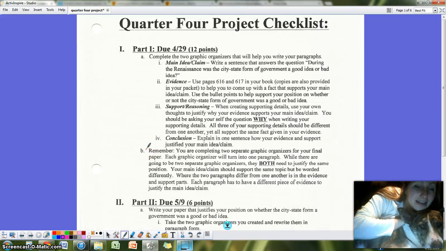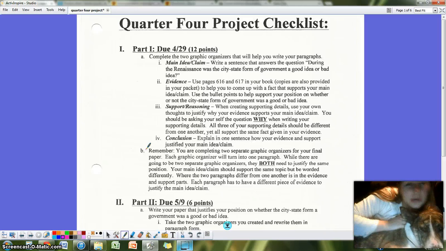Hi everyone. Today we're going to talk about your quarter 4 project, and we're going to go through the checklist for all 3 parts of your project. First, we're going to start at part 1, and I've got my buddy Tucker here who's going to help me explain the project to you. Part 1 is completing the 2 graphic organizers that will help you to write your paragraphs, and that's going to be due on April 29th.